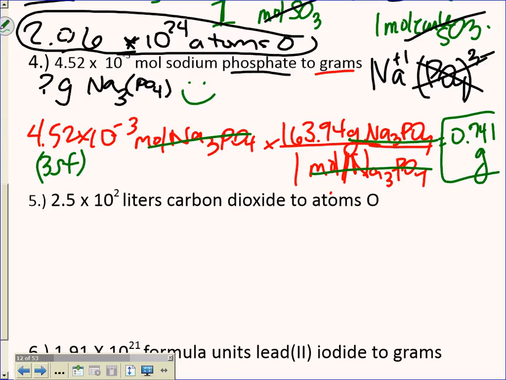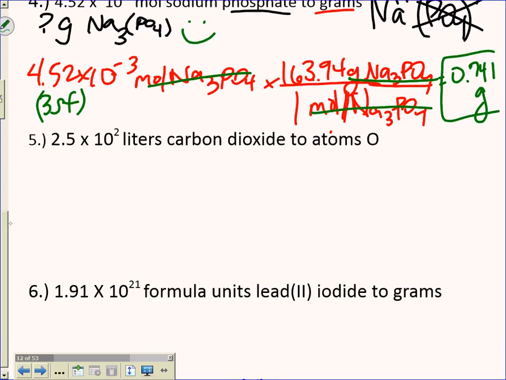All right, so 0.741. Does this make sense? Look up here. Does this make sense? Is that even a full mole? No. Not even close, right? So it's, of course, very small. Please begin the next one. Go.